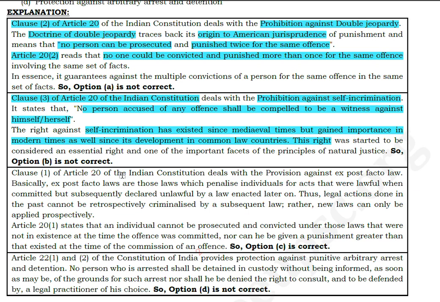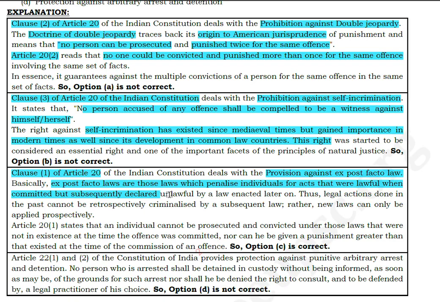Clause 1 of Article 20 of the Indian Constitution deals with the provision against ex post facto law. Basically, ex post facto laws are those laws which penalize an individual for acts that were lawful when committed but subsequently declared unlawful by a law enacted later on. Thus, illegal actions done in the past cannot be retrospectively criminalized by a subsequent law.